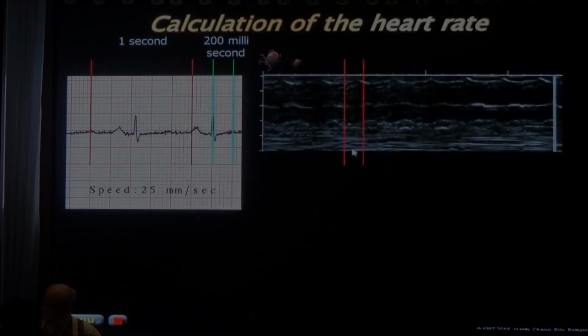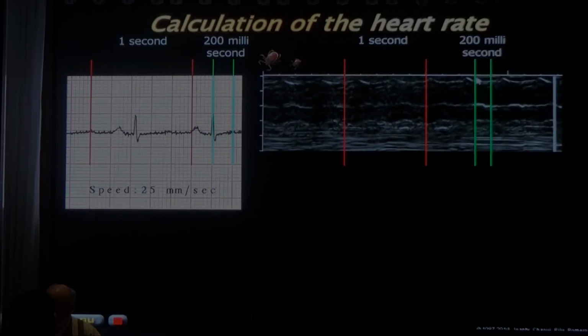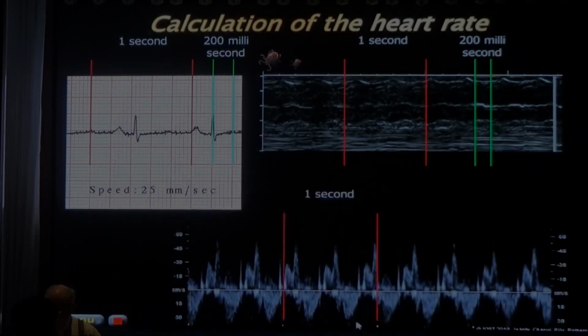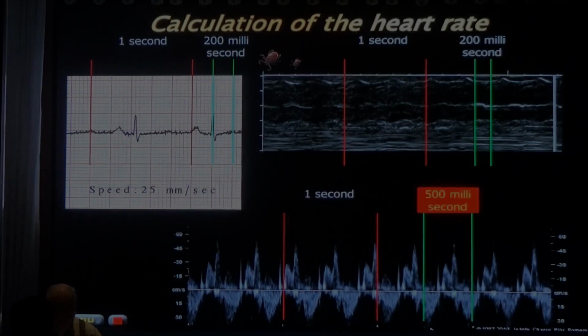On ultrasound, we have the same setting. Between 2 small tick marks, we have 200 milliseconds. This is a small tick, and between the big tick marks, we have 1 second. Not all machines do that. For instance, here's a machine that has 1 second for the big tick mark, but it has 500 milliseconds for the small tick marks.